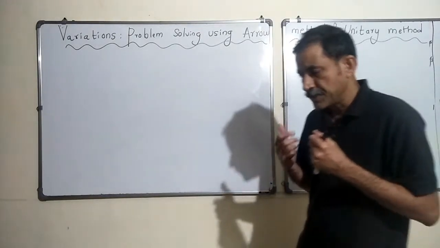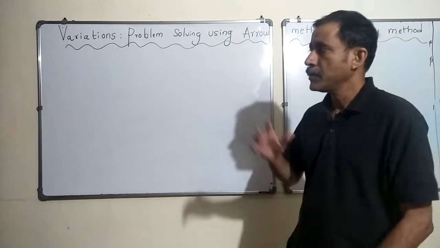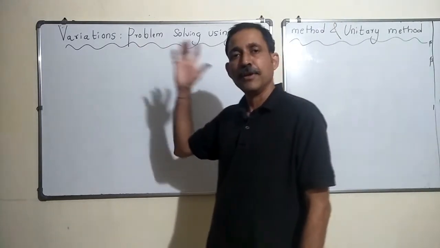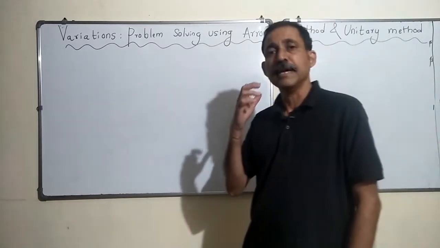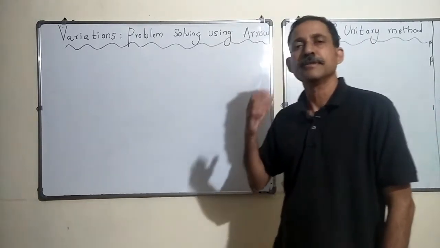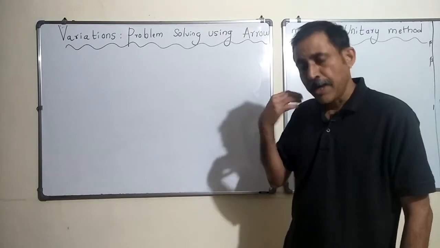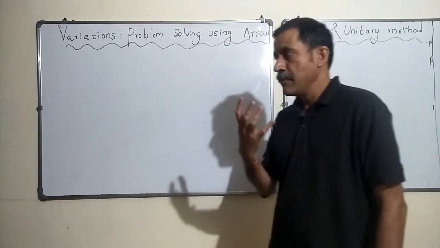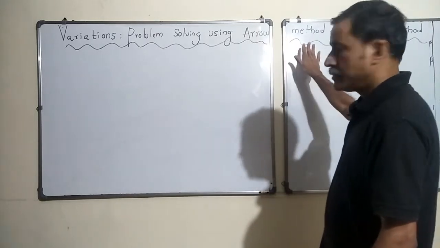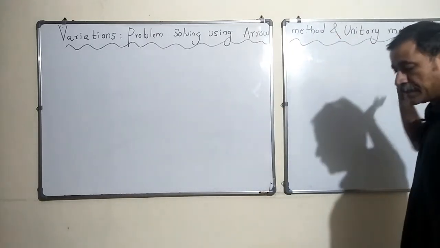In the previous session, we studied variations. We learned that variations can be of two types: one is direct variation and the other is inverse variation. And we solved some of the problems given by myself using the arrow method and the unitary method.